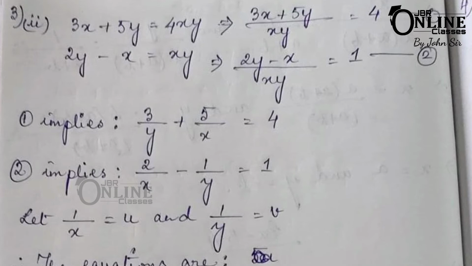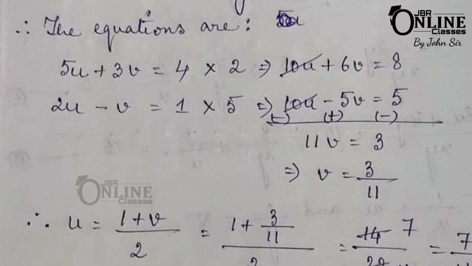And the second equation: if 2y minus x divided by xy, then it will be 2 by x minus 1 by y, and that equals 1. Same thing here: 1 by x equals u and 1 by y equals v. So now the equations will be 5u plus 3v equals 4 and 2u minus v equals 1. Now I am going to solve this by the elimination method.